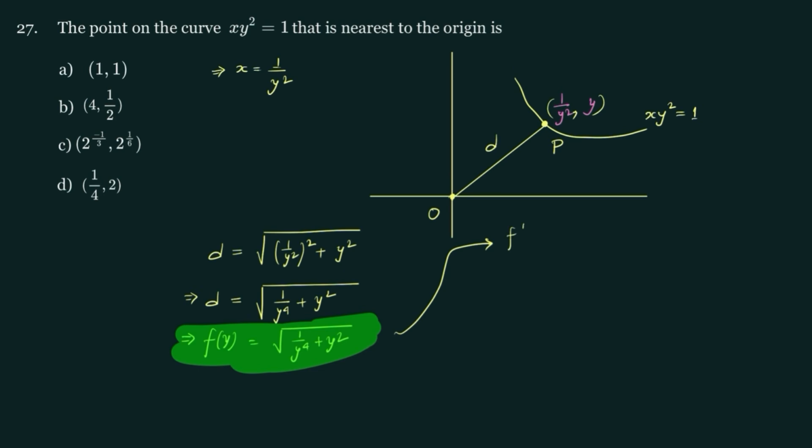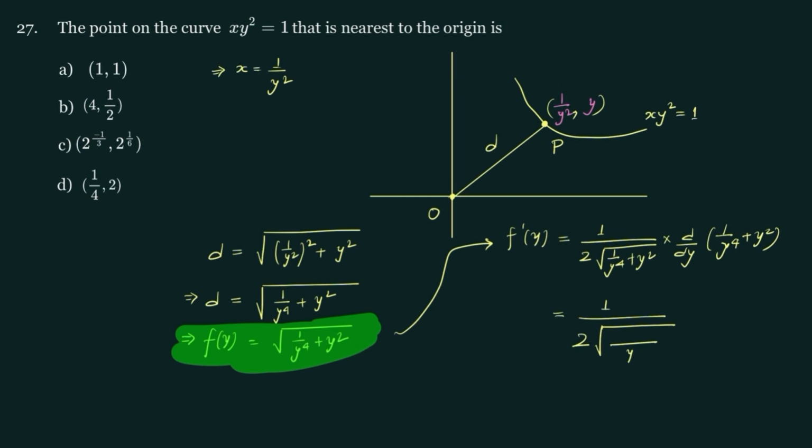So here it will be f dash of y equals, so d dy of root over y will be 1 by 2 root of y into d dy of 1 by y to the power 4 plus y square. So this will be equal to 1 by 2, let me take LCM here, it will be y to the power 4, 1 plus y to the power 6, into d dy of 1 by y to the power 4 will be minus 4 by y to the power 5, plus d dy of y square is 2y.